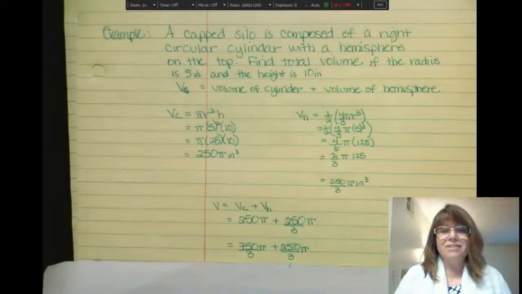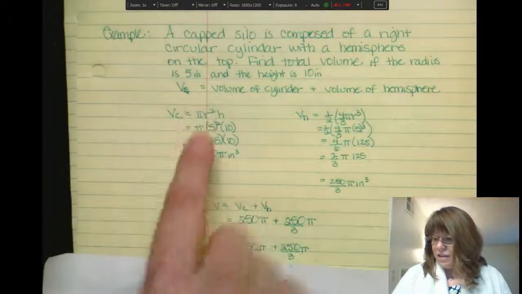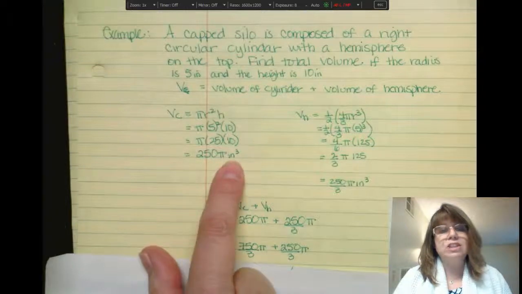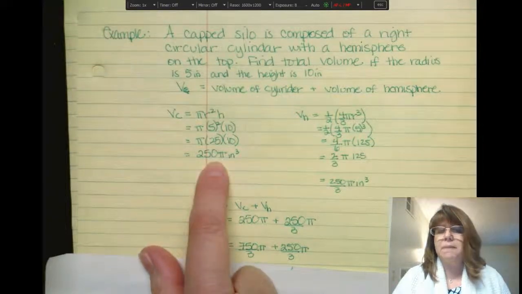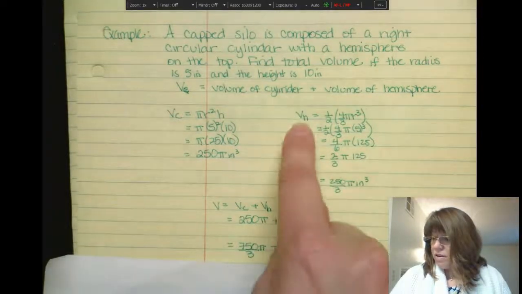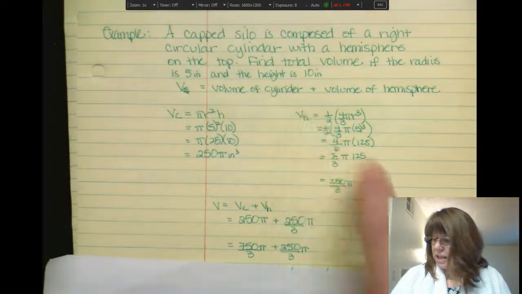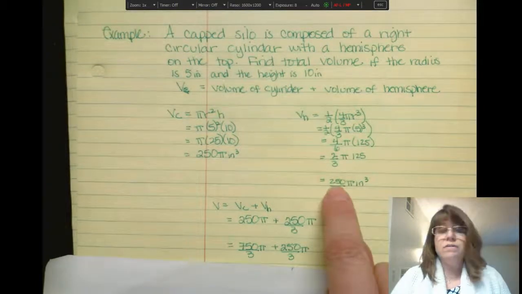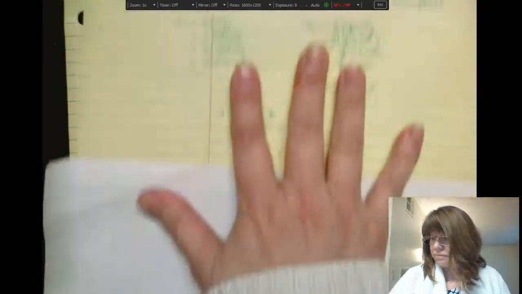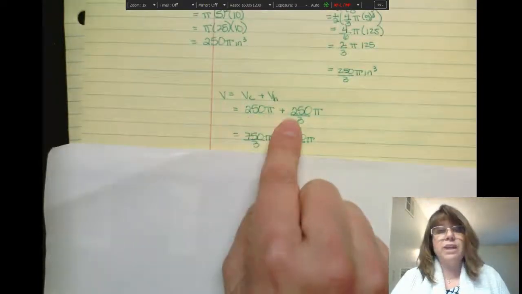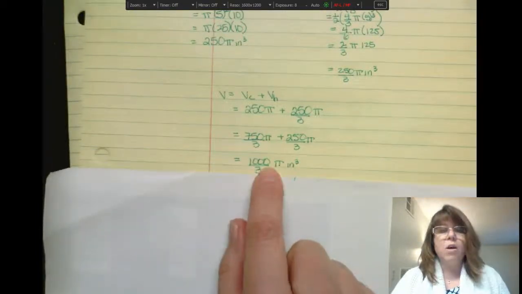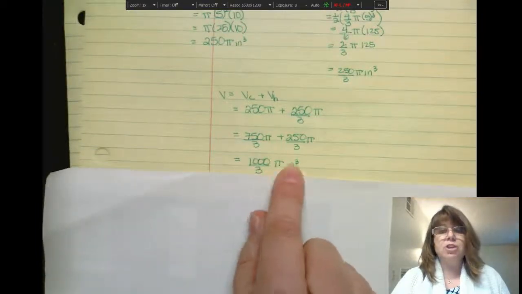And it goes all the way down. I'll lift it up in just a second. So for the volume of the cylinder, it comes down to 250 pi inches cubed. And I went ahead and left it at pi because I'm still doing some pi work down here. For the volume of the hemisphere, it ends up being 250 over 3 pi inches cubed. Add the two together. I just found a common denominator, giving me 1,000 over 3 pi inches cubed.